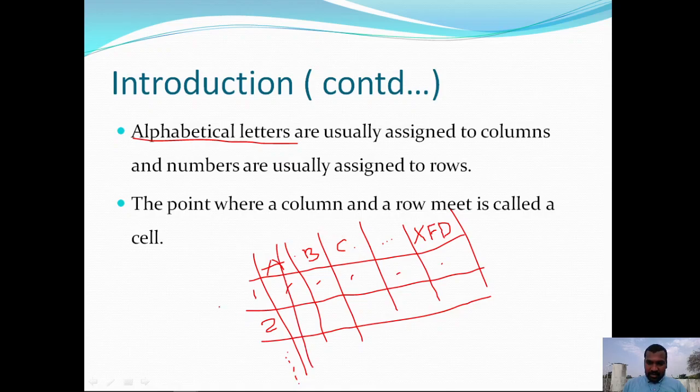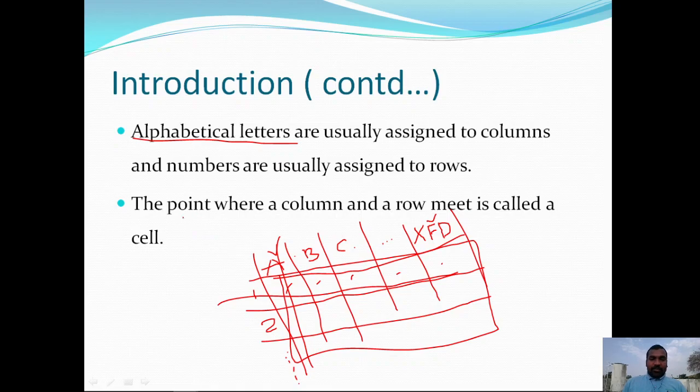A collection of columns and rows, we are calling it a table. So this is looking like a table, right? In this table, columns are identified with alphabets, starting from A to Z, then AA to AZ, then BA to BZ, CA to CZ, and so on. At last, XFD is the last column name. And the rows are identified with the help of numbers.